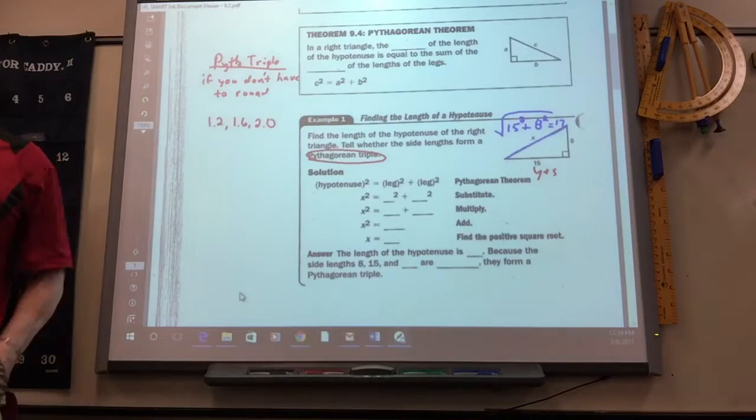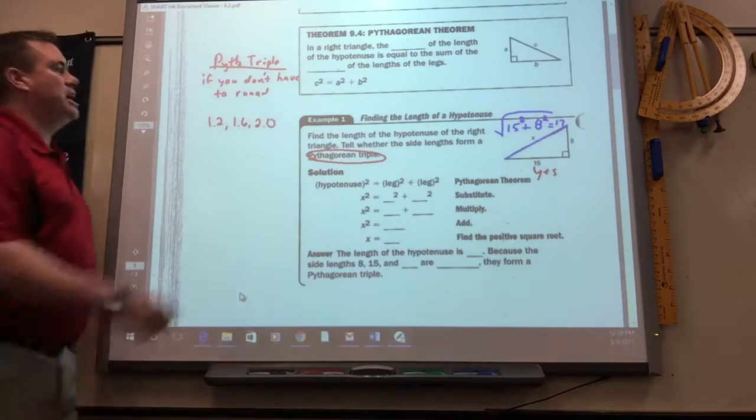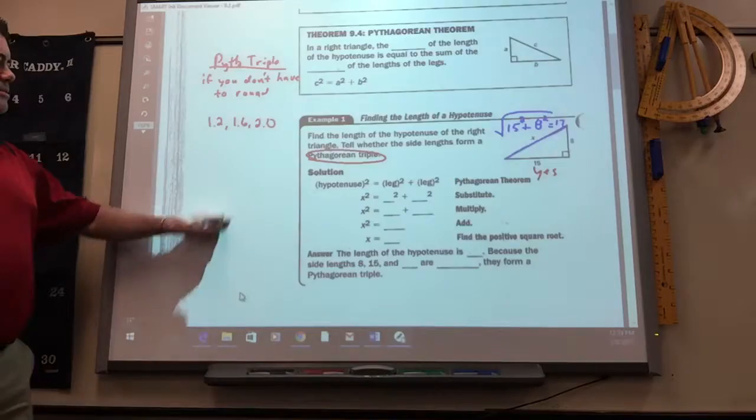On your calculator, you know by looking if you got to round it. So like say you got 2.1573, or whatever. It's not a Pythagorean triple.